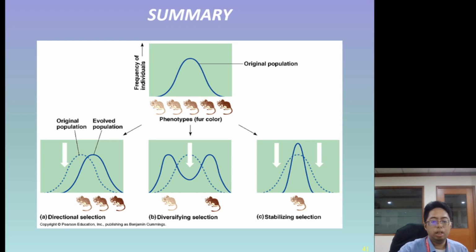Summary: you can see that in the beginning, there's the original population of phenotypes of these mice. If you have directional selection, only one type of fur color or fur tone is preferred by the environment. Diversifying means that there's no middle, there are only the extremes, the white or the dark. And stabilizing selection, we select the medium of it.